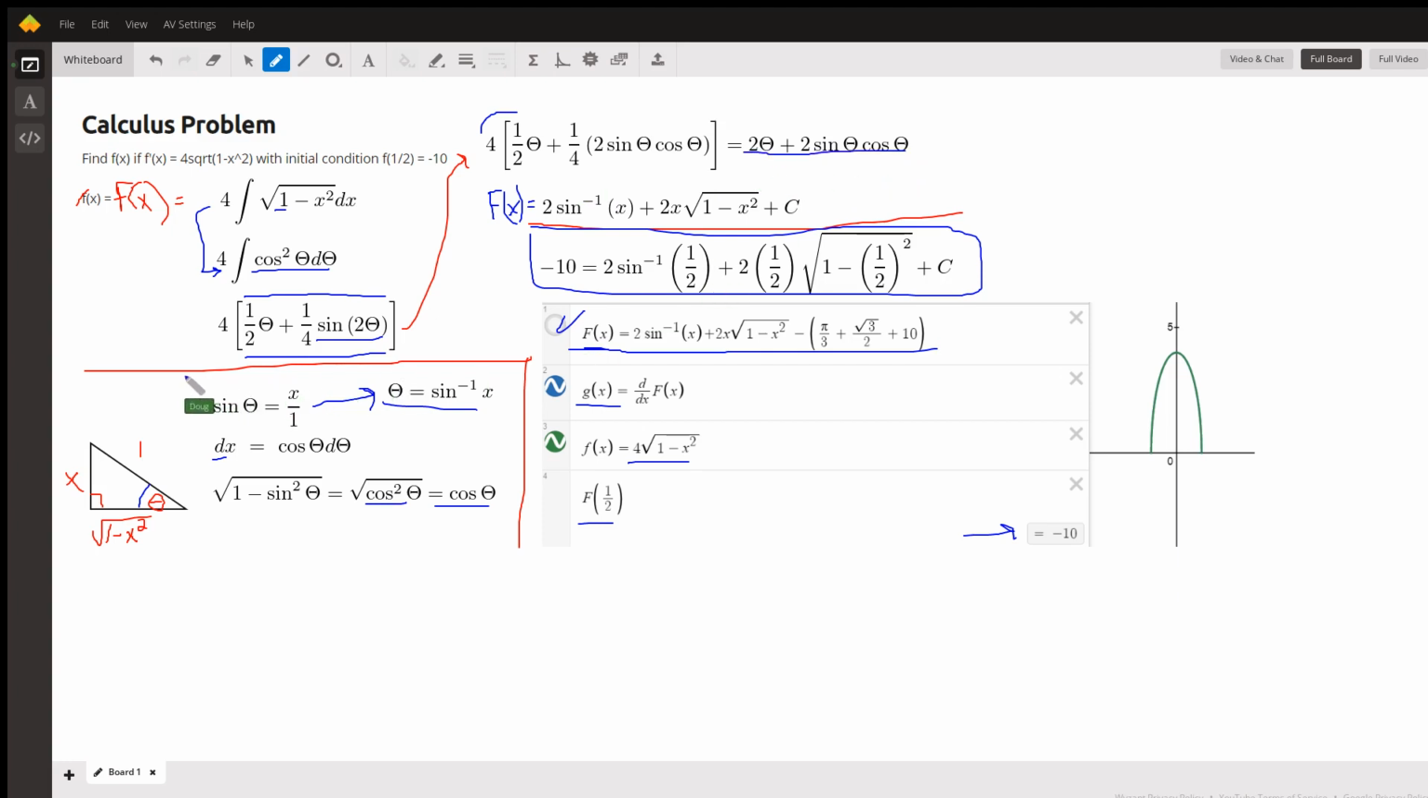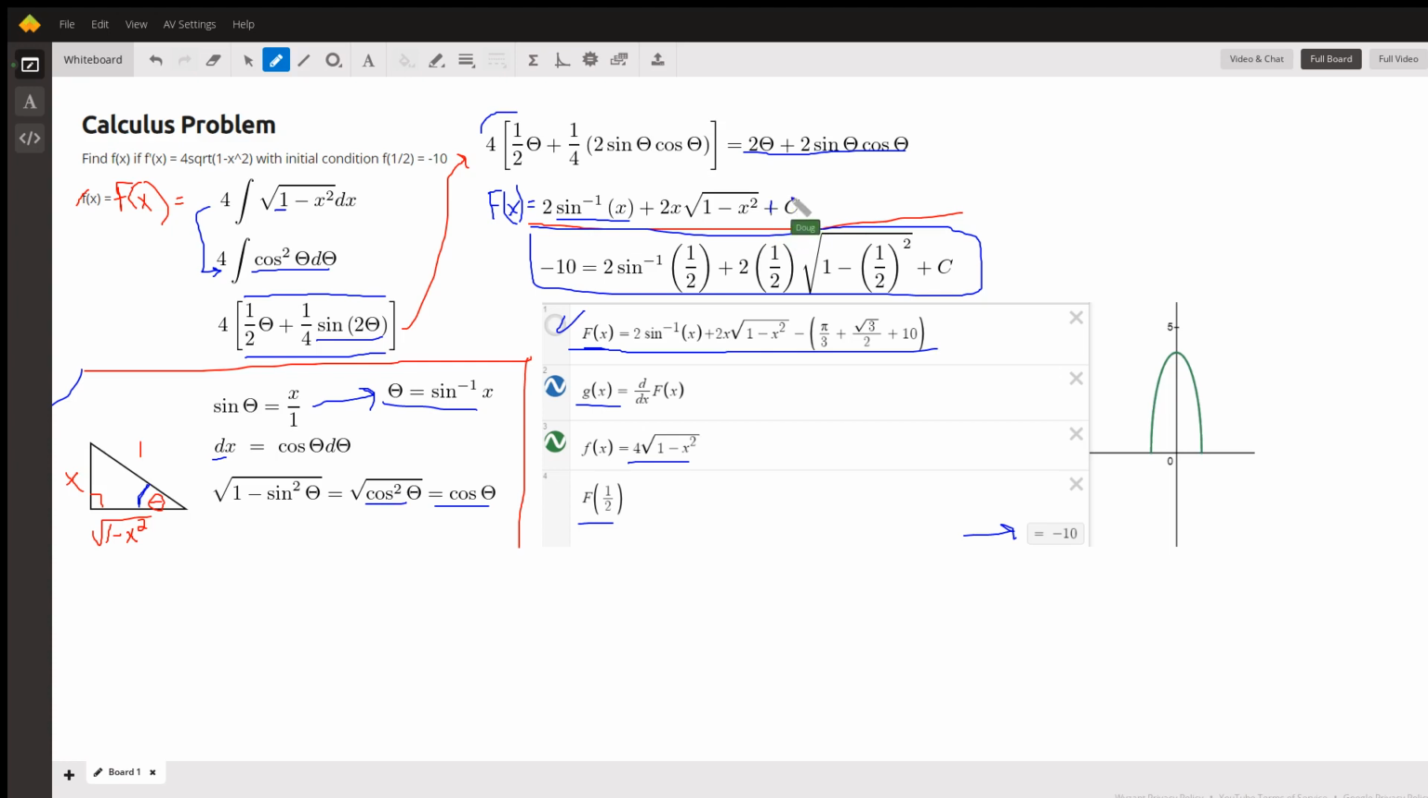I've got to go back to down in here. Theta is the inverse sine of x, so that's where this comes from, 2 theta. Then I have a 2 sine of theta. Well, the sine of theta is x over 1. You can just look at your little right triangle. The sine of theta is opposite over hypotenuse. The cosine of theta is the square root of 1 minus x squared over 1. And then finally, I introduced the constant of integration right here, plus c.